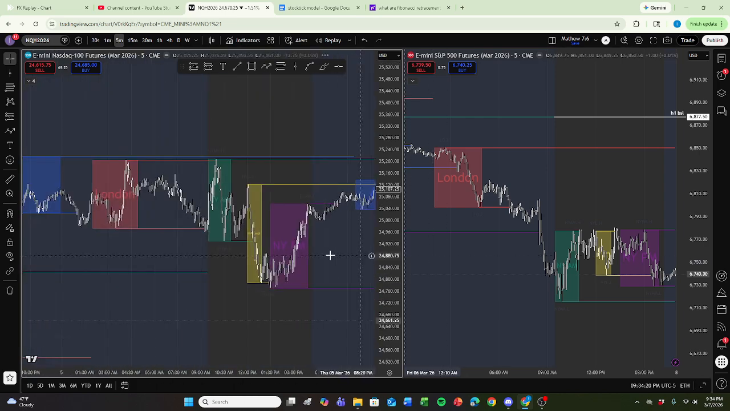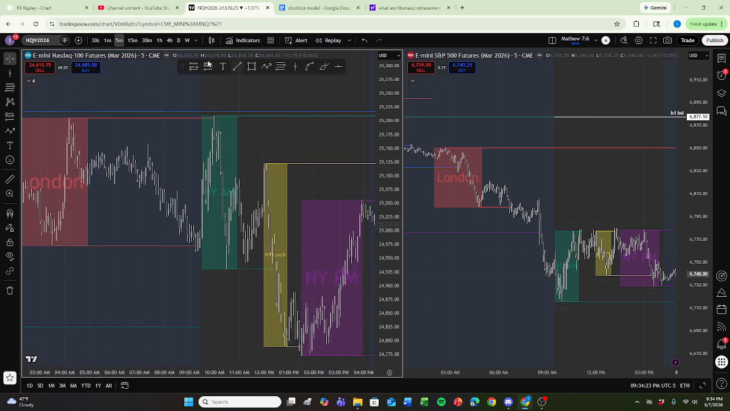Here's a really good one. New York AM range here. You see that we're displacing lower, right? So after we take London high up here, we swept out London high like this. Perfect. You see how bearish we are afterwards. So we could drag the fib from the top of New York AM to the bottom of New York AM.